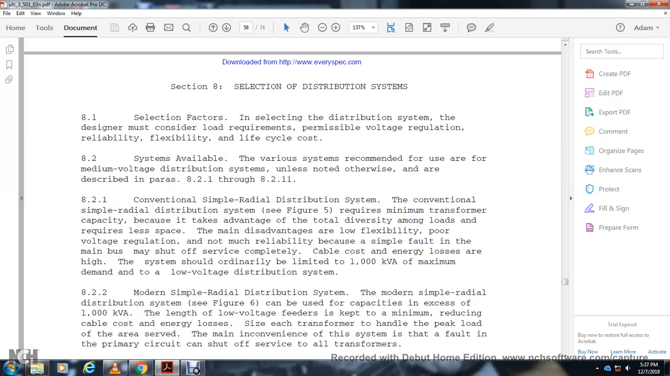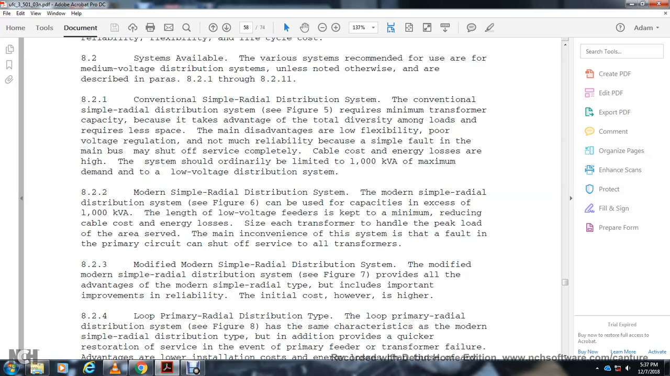822 modern simple radial distribution system. The modern simple radial distribution system, see figure 6 can be used with the capacity and the cassette for the 1000 kilovolt amp low voltage feeder for the cap of the minimum reducing cable cost energy loss. See each of the transformer to handle the peak of load of the area server. The main inconvenience of the system is that the fault in the primary circuit can shut off the service of all the transformers.